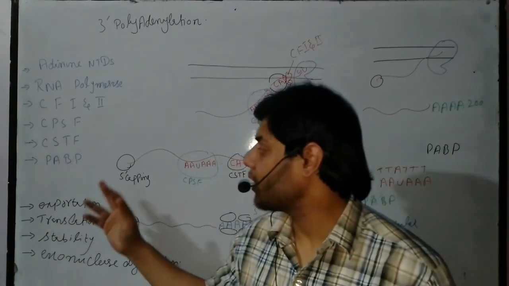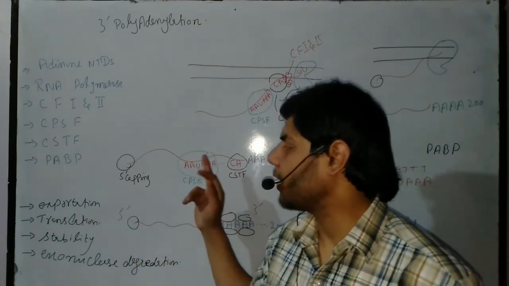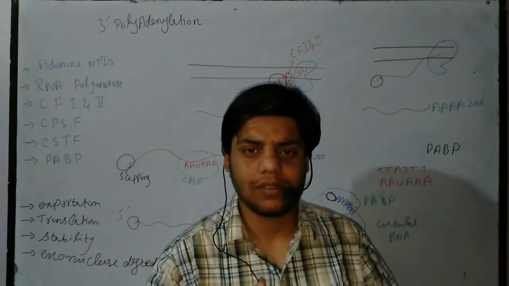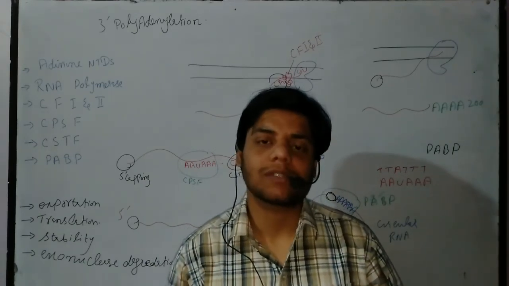After the 5' capping and 3' polyadenylation, this RNA will proceed into the next stage, which we call splicing. We will explain it in detail in our next video lecture.